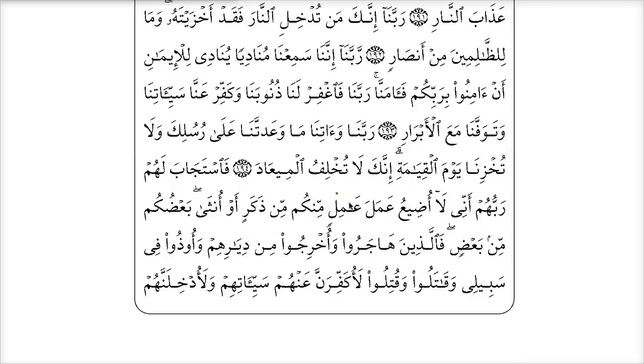Okay, Rabbuhum. Which one does that come under? فَاسْتَجَابَ لَهُمْ رَبُّهُمْ. Their Lord answered for them. Their Lord, رَبُّهُمْ.